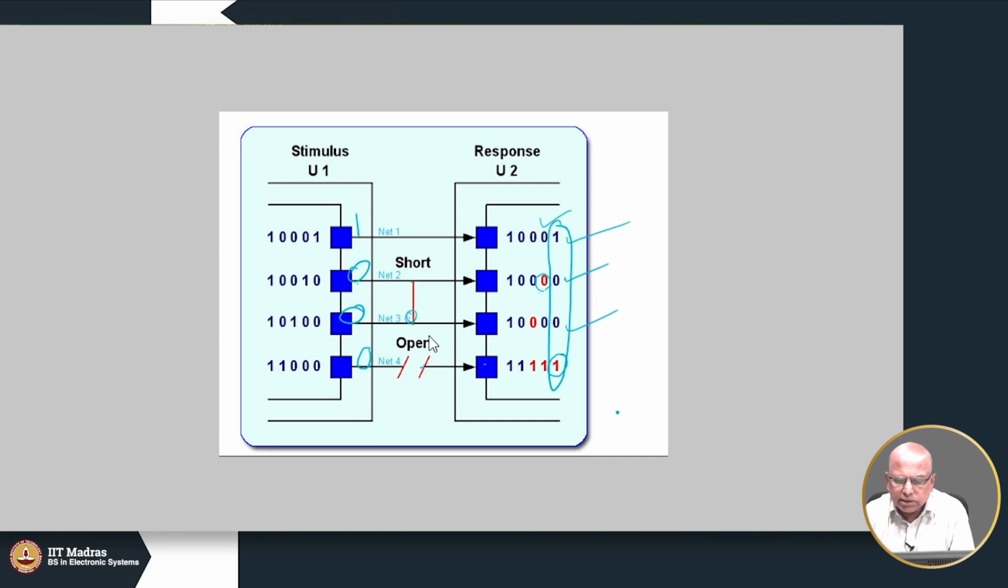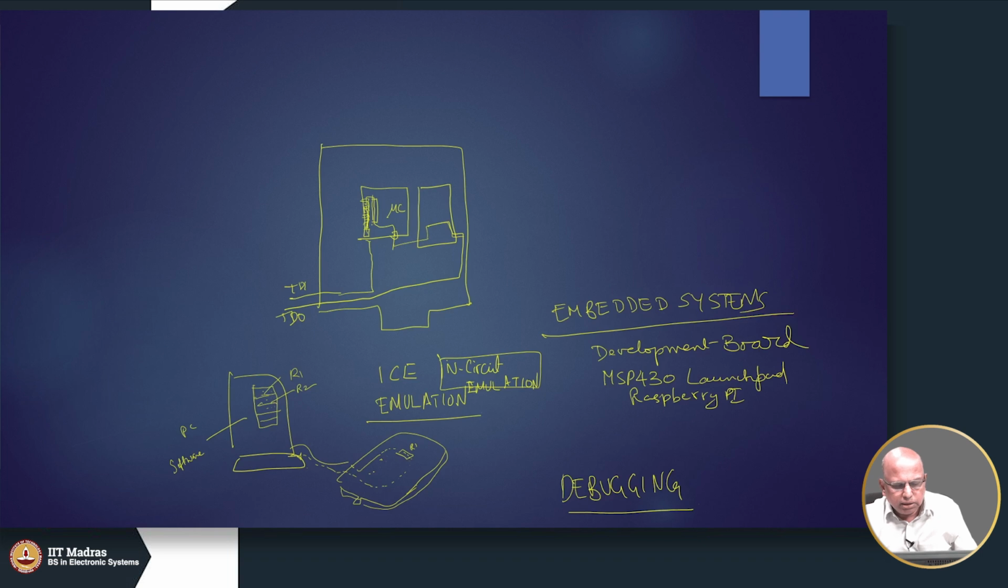So that is how interconnects are tested. We try to see whether a 1 can go correctly from here to here and a 0 can go correctly from here to here. If we can guarantee that each wire can take both a 1 and a 0 correctly and transport it, then that means the interconnect is okay. So interconnect testing.